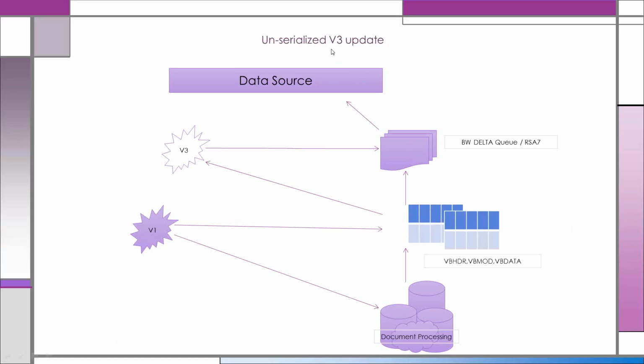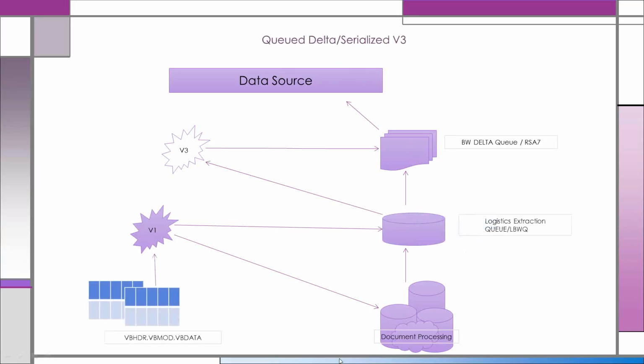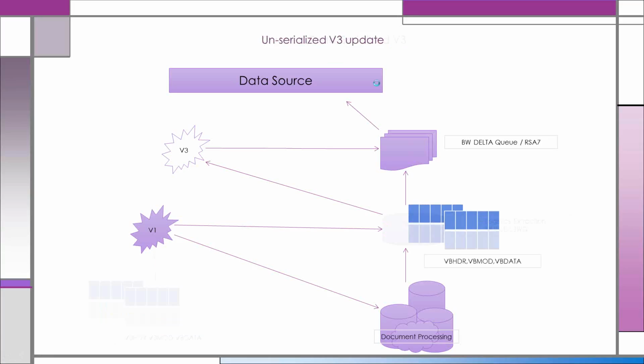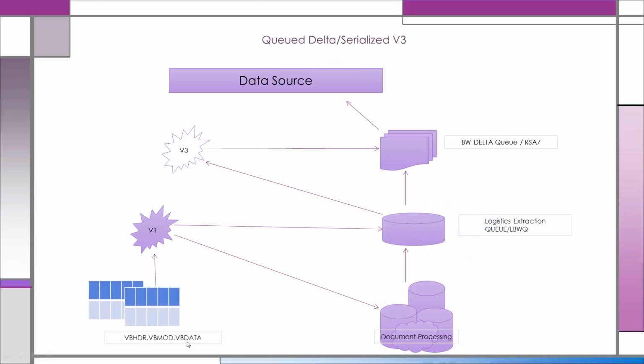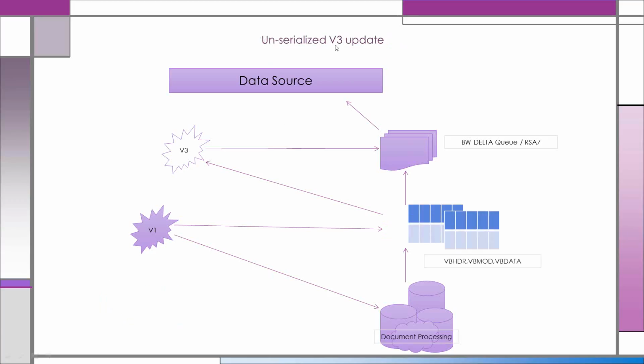And there is another one called unserialized. In the serialized case, whatever sales order is created is stored in the queue in a serialized manner. You know what serialized means: every time one document is created, it is stored, and then the next document follows in increasing time order. But we also have another one called the unserialized V3 update.